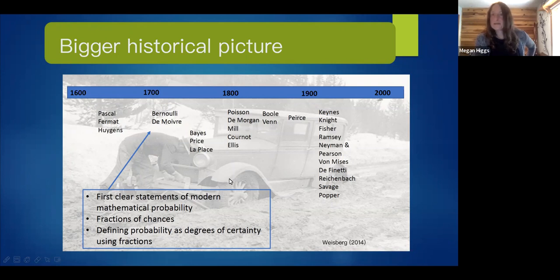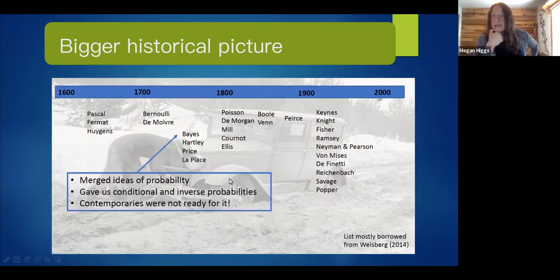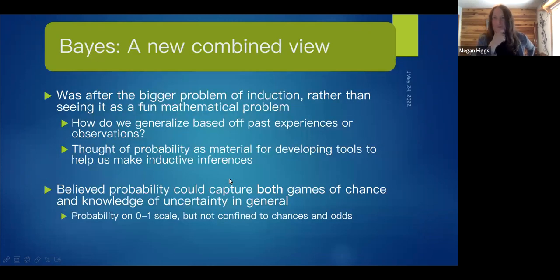And then the next step goes to Bayes and Laplace, and I'll have a little bit more about Bayes on the next slide, I think, where Bayes is kind of the first to merge some of these ideas of probability. He obviously gave us conditional and inverse probabilities, which is what we usually focus on when we hear about Bayes. And at the time, it's really important to think his contemporaries were not ready for it, right? They did not buy what he was saying or really want much to do with it. Maybe Laplace is the one that will take it a little bit further.